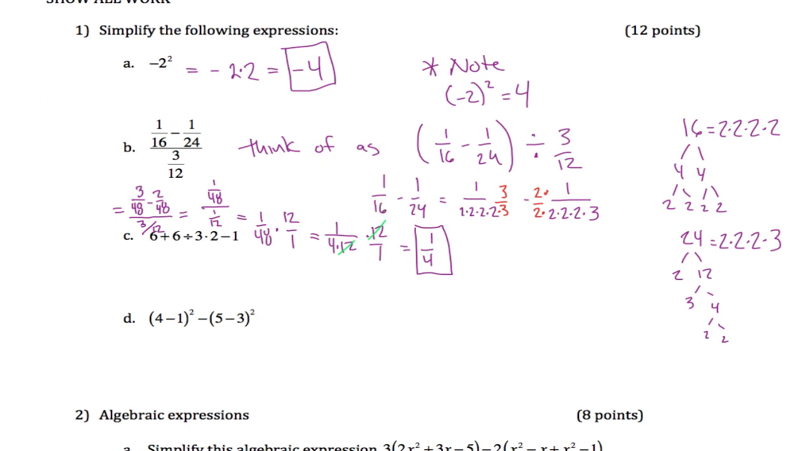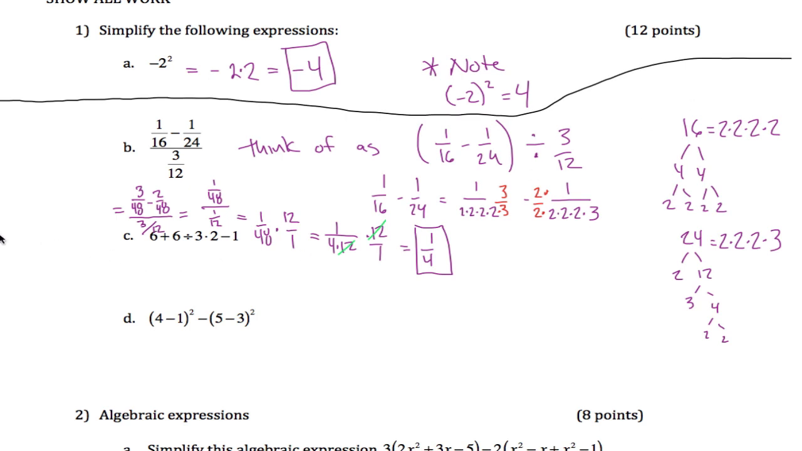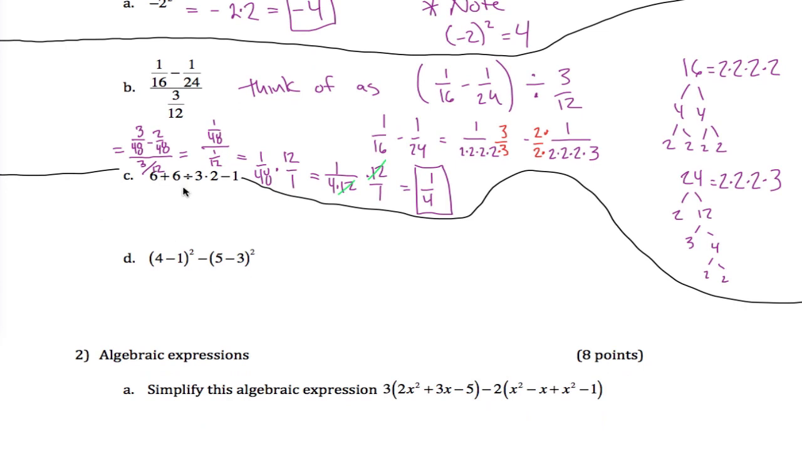This is getting hard to follow, so let me try to add a few notes. So this is the first problem, and this is all the second problem. And maybe I can switch colors and take care of the third problem. Third problem says, what's 6 plus 6 divided by 3 times 2 minus 1?